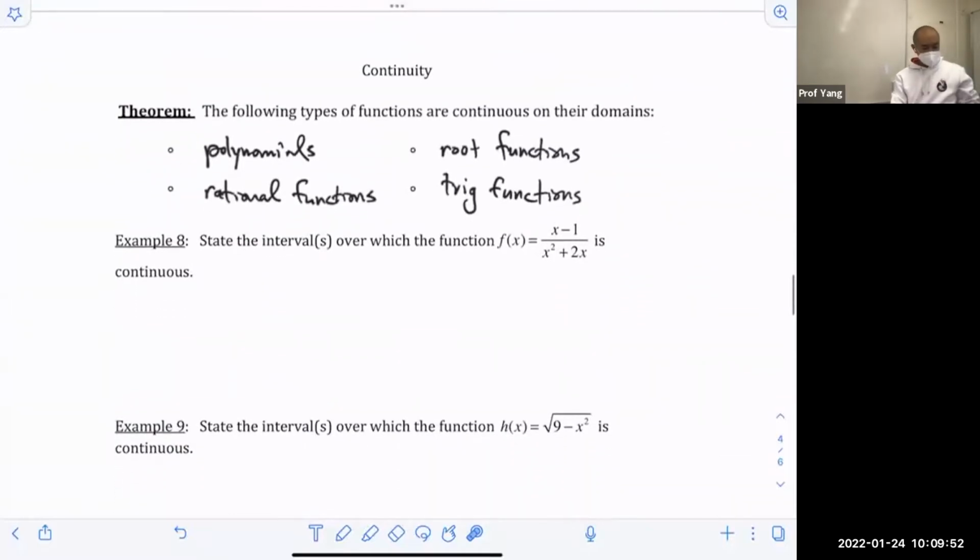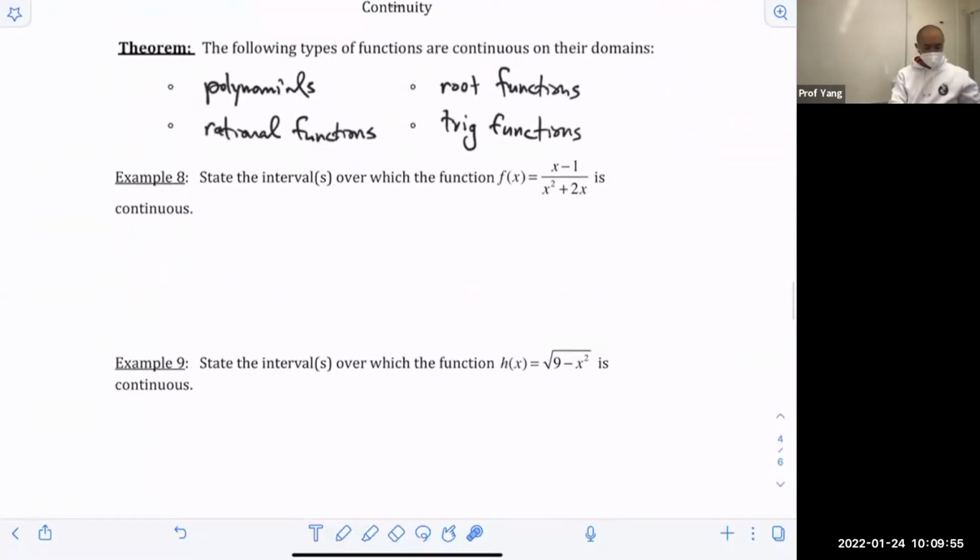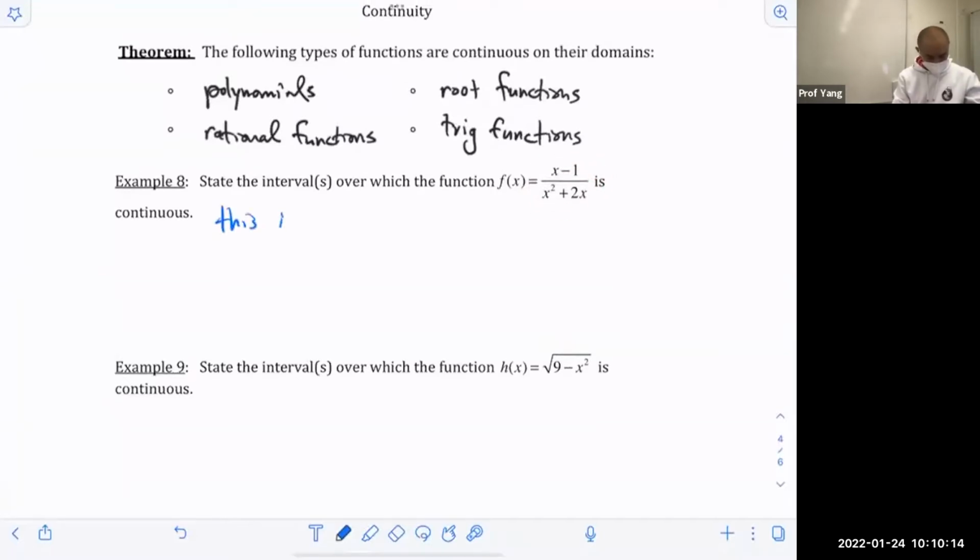Let's take a look at example 8. Example 8 is basically really a domain question in disguise. So why is example 8 a domain question in disguise? When I look at this function, it says state the intervals over which the function is continuous. When I look at this function right here, this is a rational function. So this is really just a domain question. You want to know what's the domain of this function.